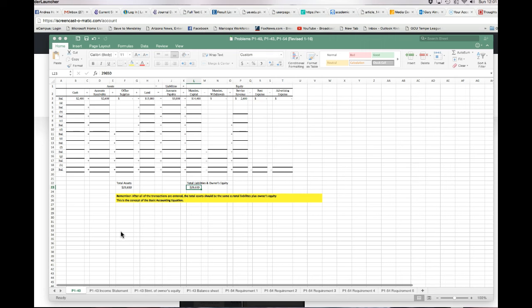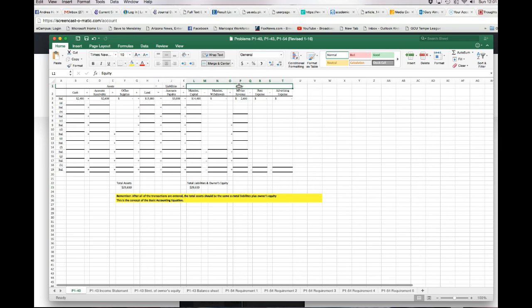As you can see here, we have a listing of all of our accounts: assets, liabilities, and equity. And underneath each of those, you see different accounts. We see cash, accounts receivable, office supplies, and land, and those are all our asset accounts. Under liabilities, we have just one account, and that's accounts payable. And then under equity, we have capital, withdrawals, service revenue, rent expense, and advertising expense.